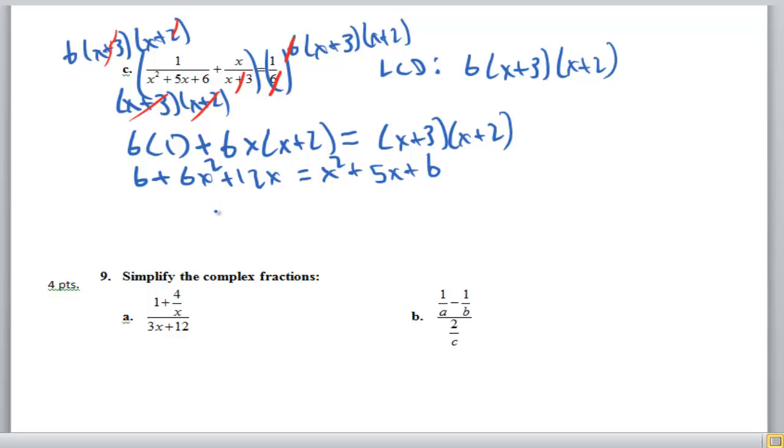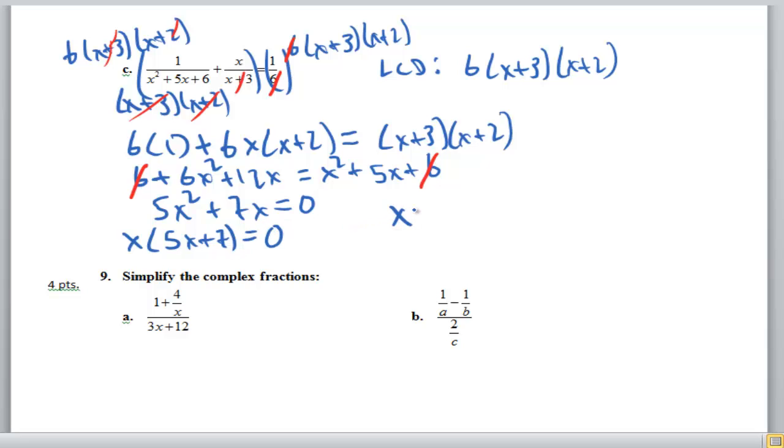And now set it equal to 0 because it's a quadratic, right? The nice thing here is that the 6's cancel, so there's no constant. So I subtract x squared and subtract 5x, and I end up with 5x squared plus 7x equals 0. And then this is just a GCF. I can take out an x, and then I'm left with 5x plus 7 equals 0.